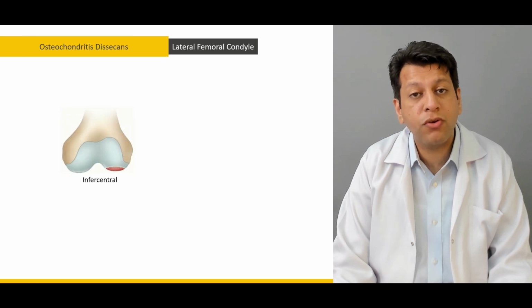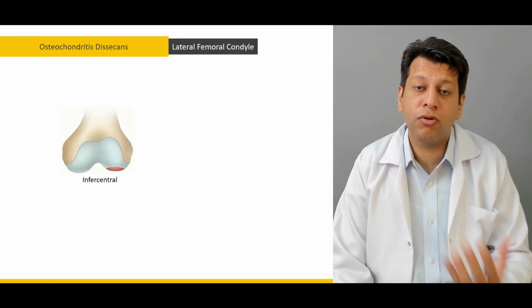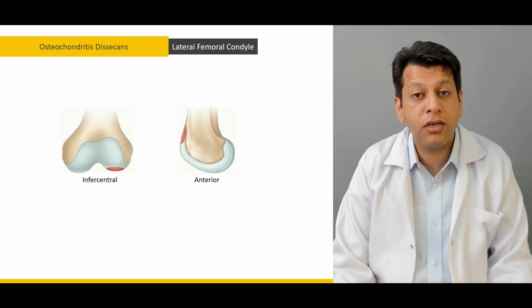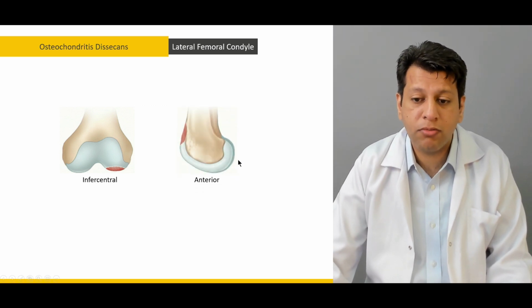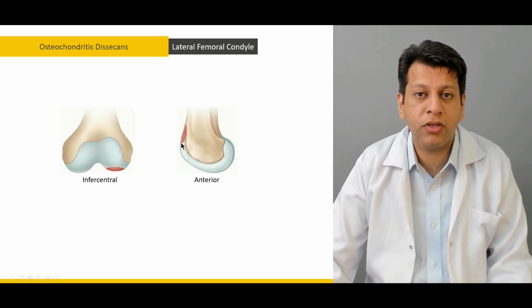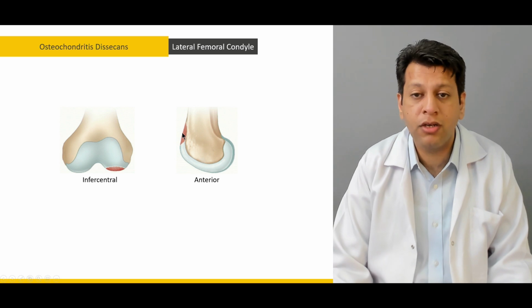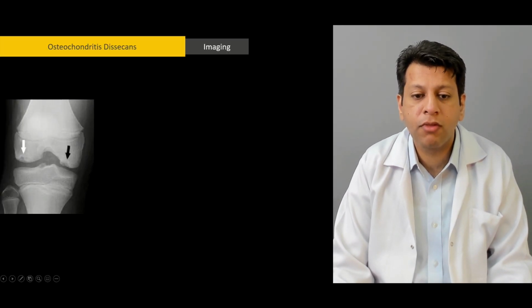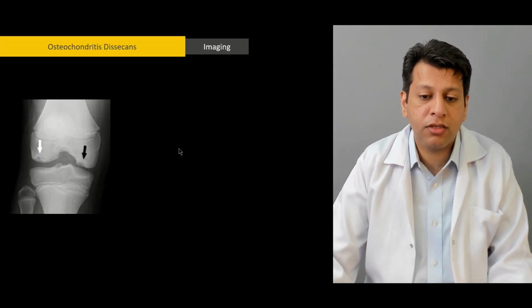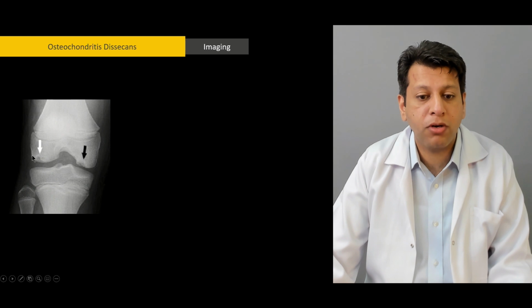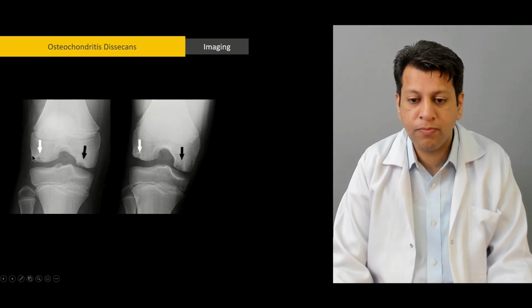This could be inferocentral, in which it does not involve the medial femoral condyle but the lateral femoral condyle. Or it could be anterior as well, where just below or at the level of the cartilage it collapses, leading to subchondral bone erosion and collapse. So this is another way you can appreciate it. There's a lesion in the medial as well as the lateral femoral condyle involving both areas.